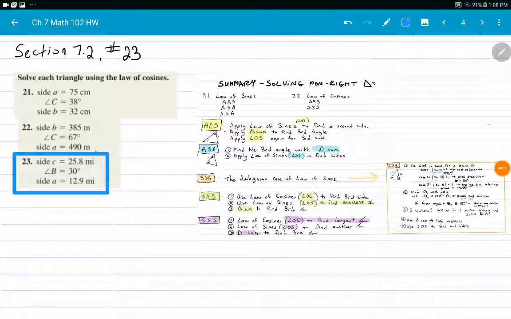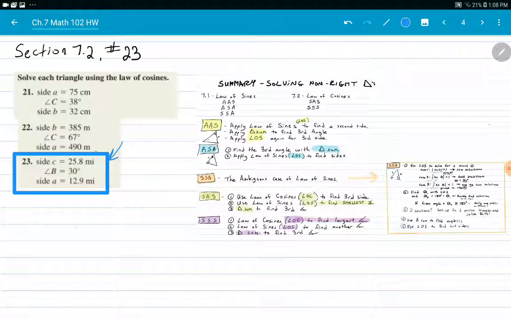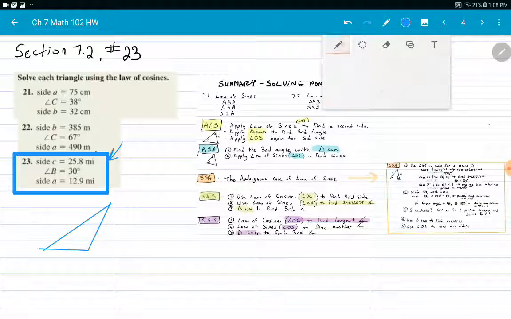Looking at number 23, we're going to solve this triangle using the law of cosines. I like to build the triangle first to get a feel of what type of triangle I'm working with: side angle side, or side side side, etc. It's not going to be to scale since I don't know exactly what the triangle looks like, but it gives me some names.